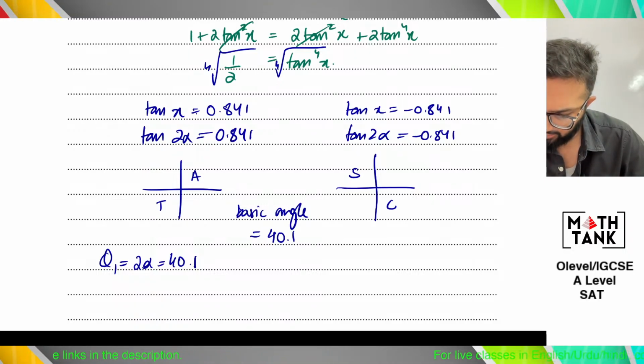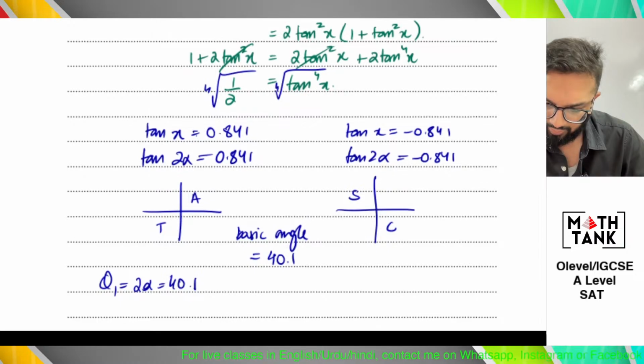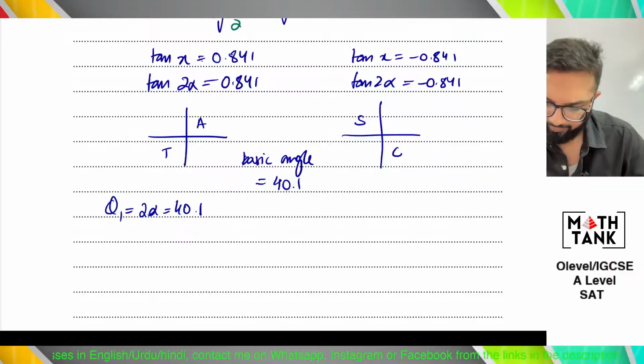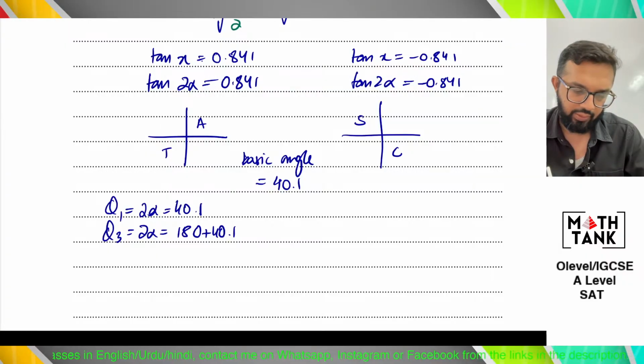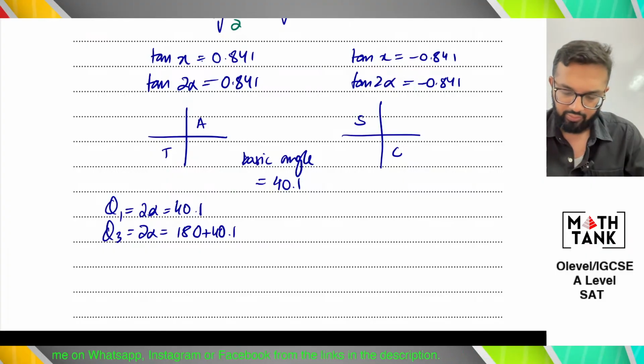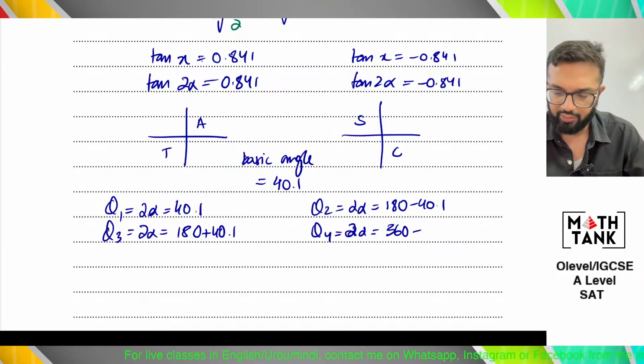I think I may have made a mistake somewhere. No. Then quadrant 3 is 180 plus 40.1. Quadrant 2, 2 alpha equals 180 minus 40.1, and quadrant 4, 2 alpha equals 360 minus 40.1.